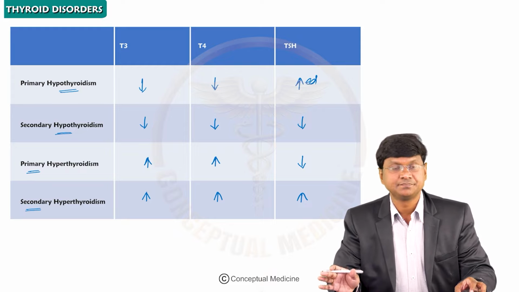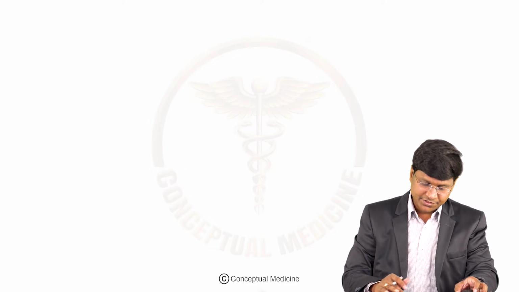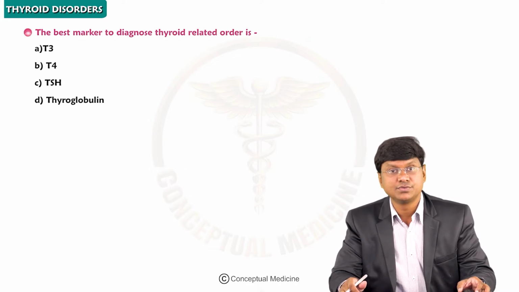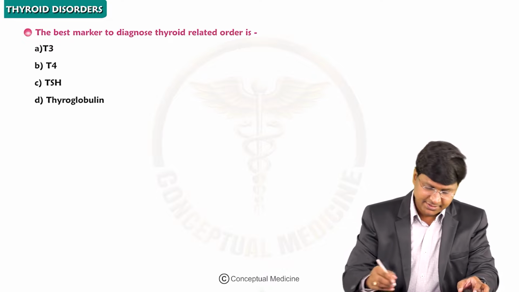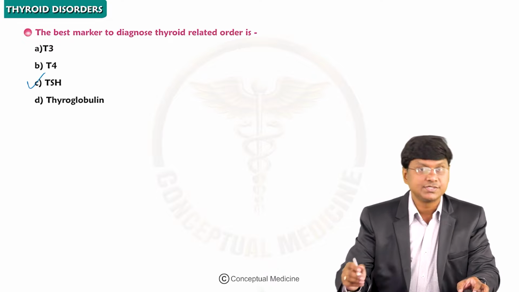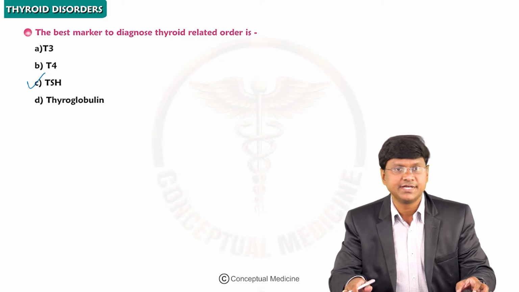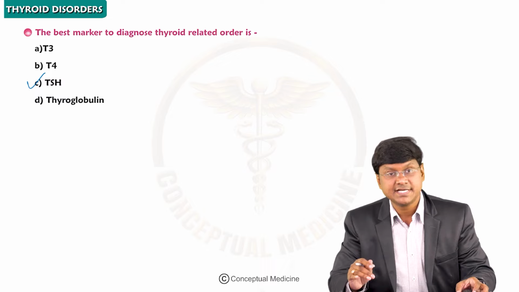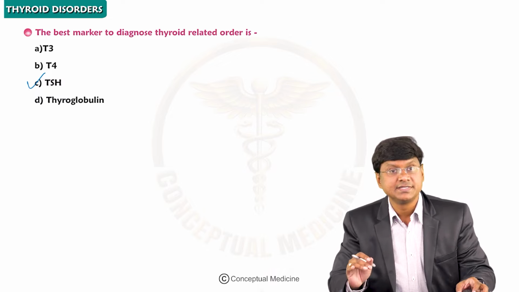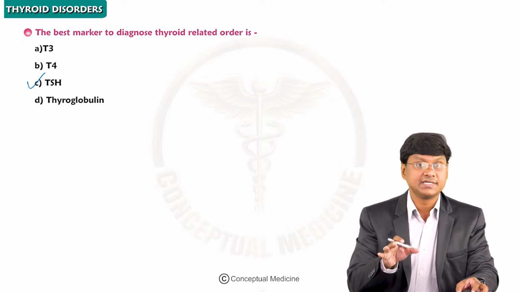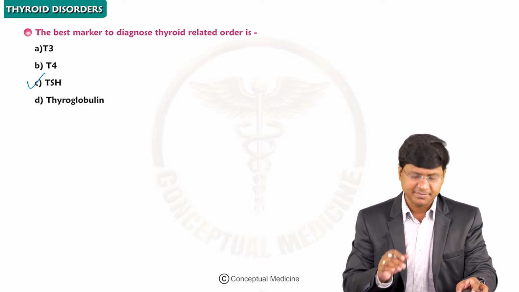Now, followed by that, the other important question is the best marker to diagnose thyroid related disorders: T3, T4, TSH, thyroglobulin. Please remember, the best marker to diagnose thyroid related disorder is the TSH. Currently TSH is the most important test for determining thyroid dysfunction in both hypothyroidism and hyperthyroidism. This has been made possible by the improvement in the sensitivity of the TSH measurements over the years. So what is that sensitivity of the TSH measurements? Let me just show you.